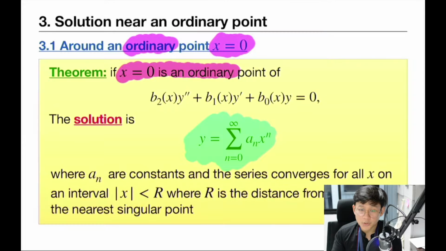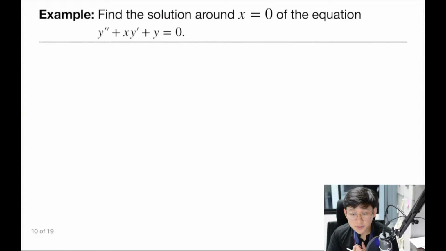Okay, so let's first look at an example. Guys, I haven't told you anything yet, right? I just told you one thing: if you want to find the solution near an ordinary point, which is x equals 0, you can be sure that the solution can be written in terms of this power series. In the first example, they ask you to find the solution around x equals 0 of the equation y double prime plus xy prime plus y equals 0.